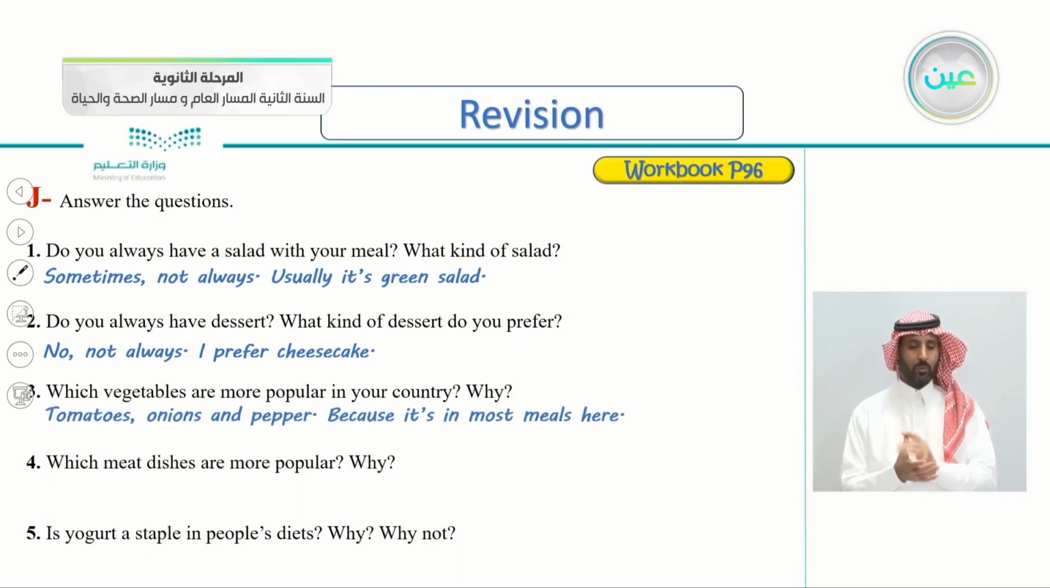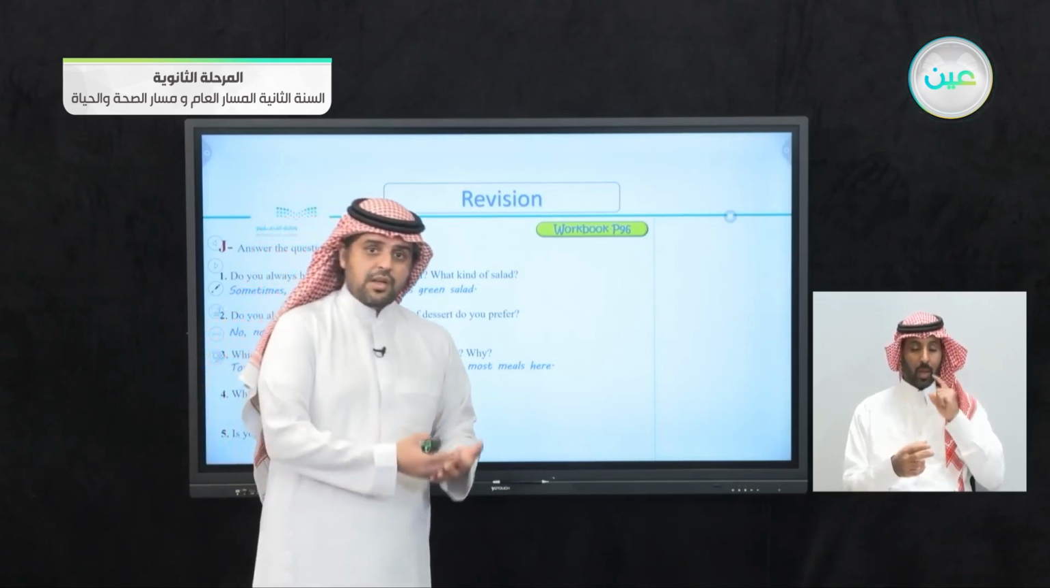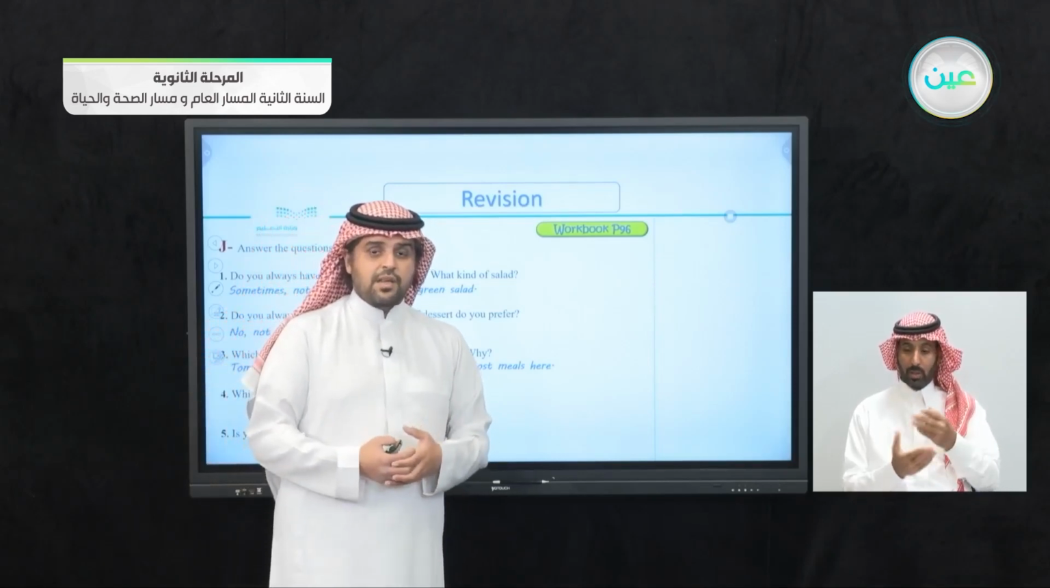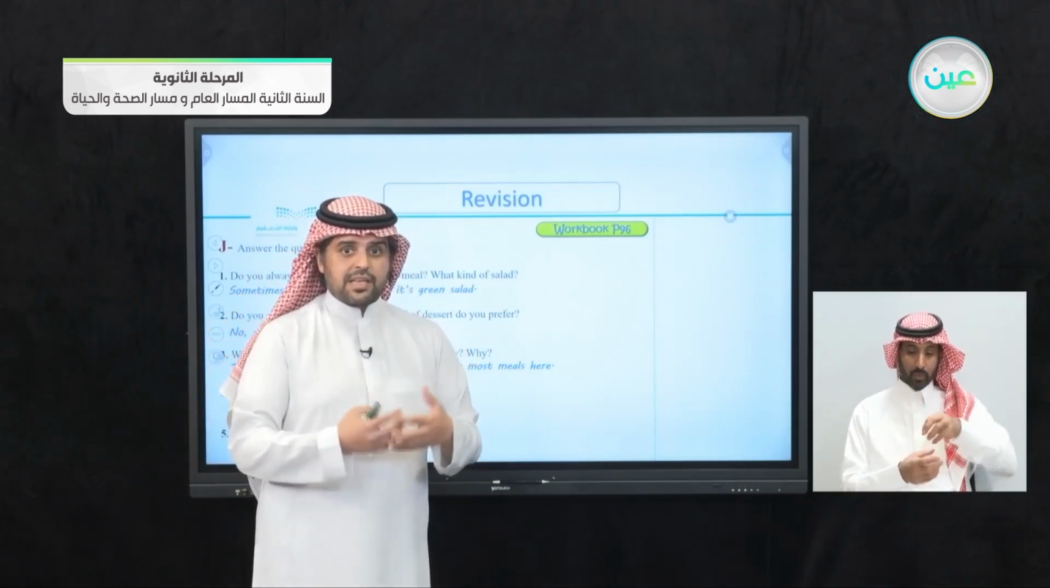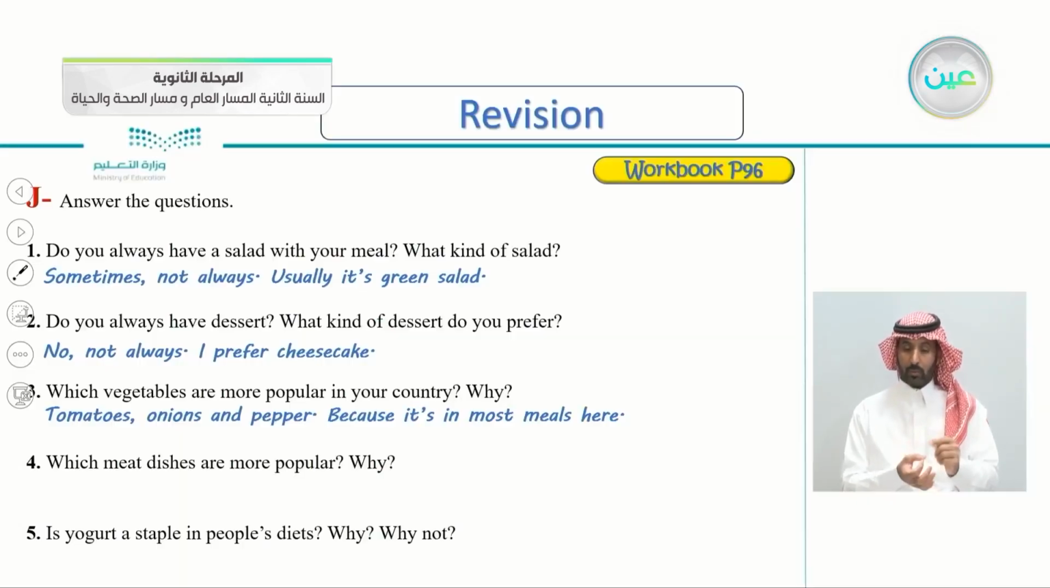Of course, I answered tomatoes, onions, and pepper. This is my own answer. You can answer with something else, because they are in most meals here. Because you use them with most meals. If you want to make eggs like shakshuka, you put onions and tomatoes. If you want to make rice, for example, like kabsa, you put tomatoes and onions also.